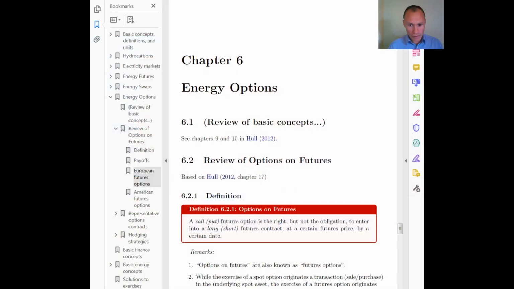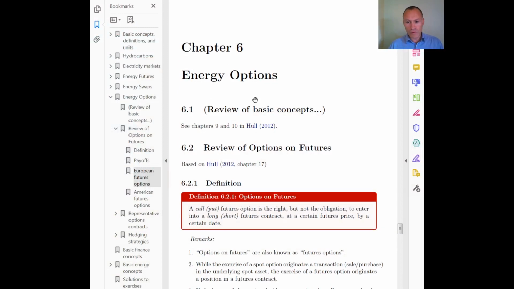Okay, so we're going to do this in 3 videos. This first video is going to review some basic concepts of options. The second video after this is going to look at the most important contracts in energy. And then in the third video we're going to apply these contracts to typical hedging strategies. All right, so let's start.